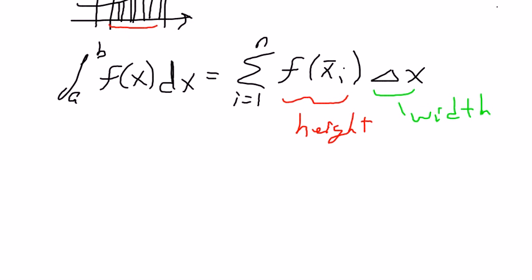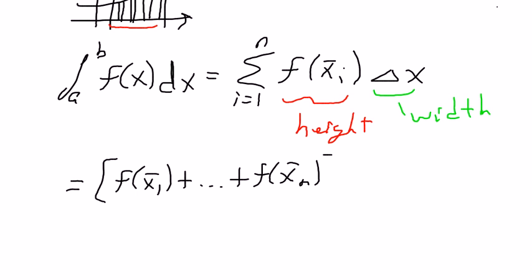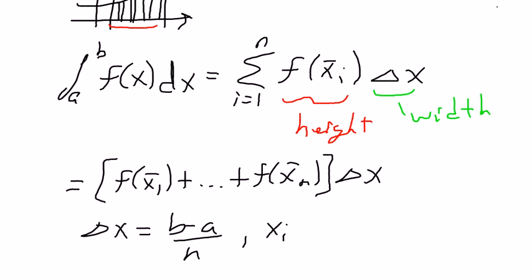That's simply denoted as you start at f of x bar 1, and you go all the way to f of x bar n, multiplied by delta x. Same as before, delta x is going to equal b minus a over n, and our x i bar in this case is simply going to be the average between the endpoints. So you're going to have x i plus x i minus 1, all divided by 2.